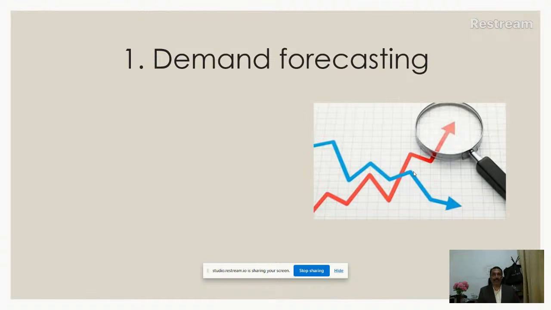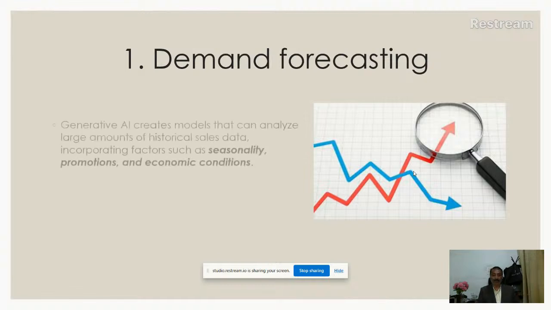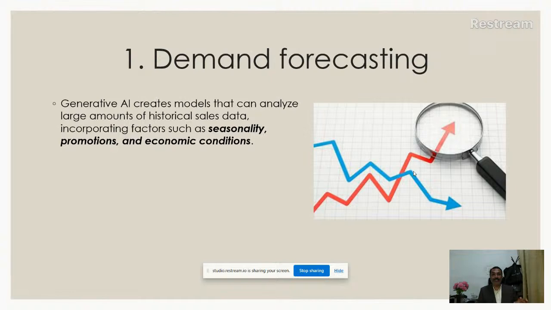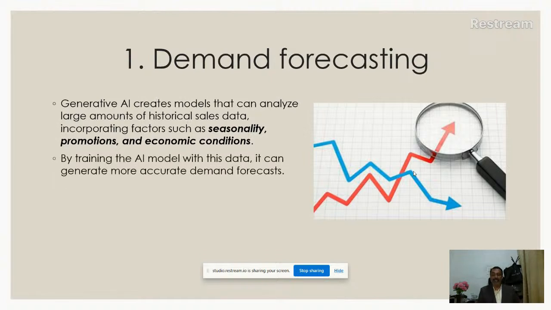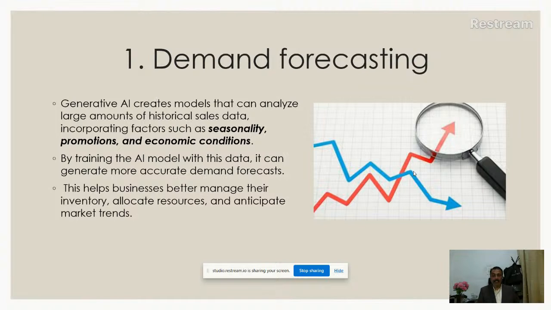One is demand forecasting. Possibly you might have used Excel or any other languages to perform forecasting. Now it has become much easier because this algorithm is able to understand the patterns in terms of seasonality, promotion, economic conditions, and by training a suitable AI model with this data, it can generate more accurate demand forecasts. So possibly a layman can also use technology to predict the outcome. This helps businesses better manage their inventory, allocate resources, and anticipate market trends.